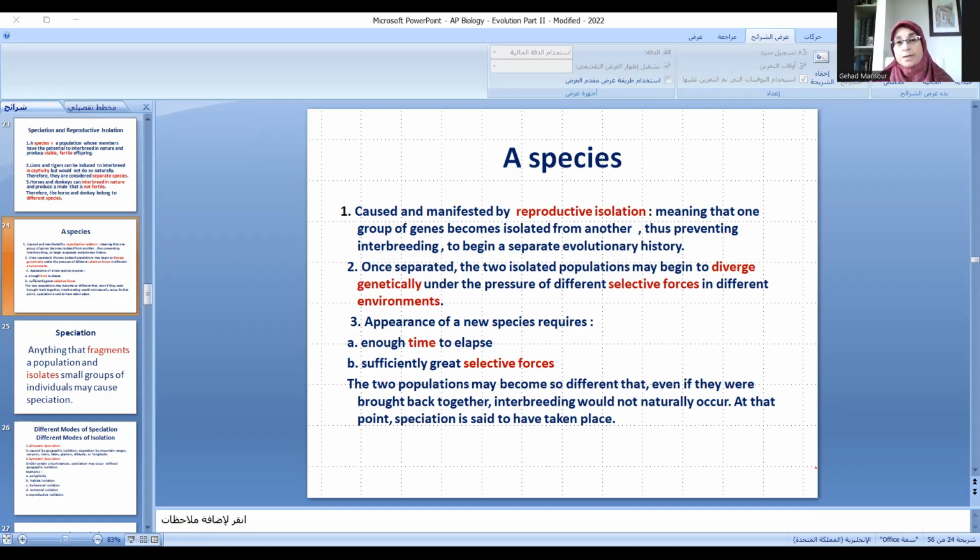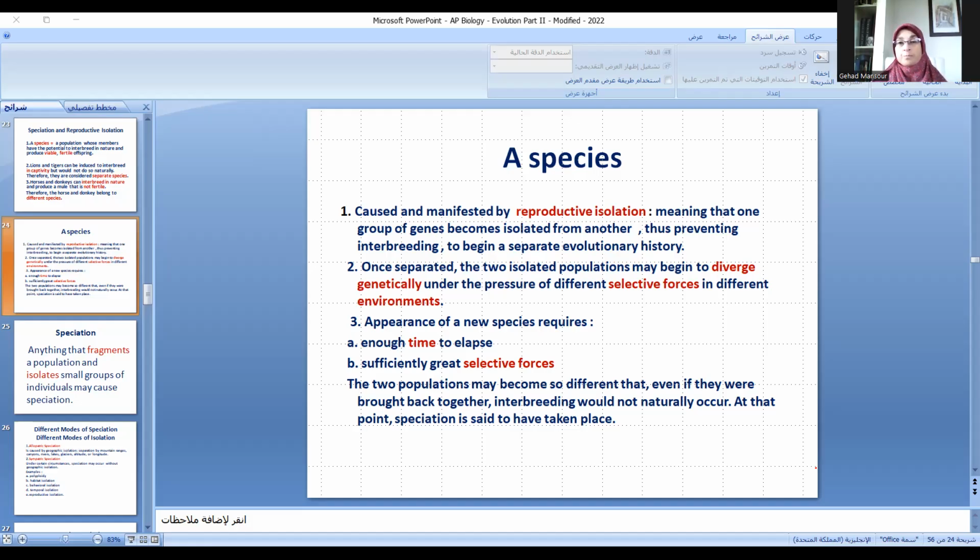For example, we might have individuals belonging to the same species, but there are reproductive barriers, and those barriers might be pre-zygotic barriers, meaning before the formation of the zygote, and therefore they prevent mating, and post-zygotic barriers, meaning that mating occurred, but there are no fertile offspring.